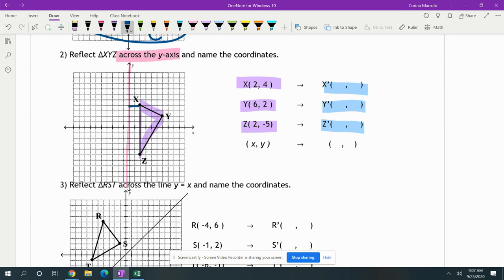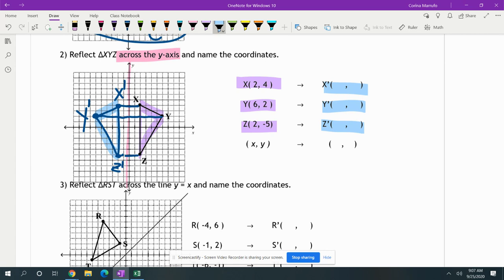We're going to count: X is 2 units away, so 1, 2, and this would be X prime. Z is also 2 units away, so 1, 2. This would be Z prime. And then last, Y: 1, 2, 3, 4, 5, and 6. And this would be Y prime. So this is what our new triangle looks like. This is the image. And so we go ahead and write our new coordinates.